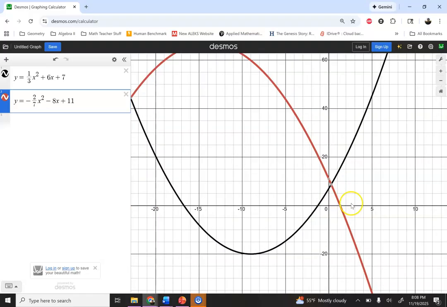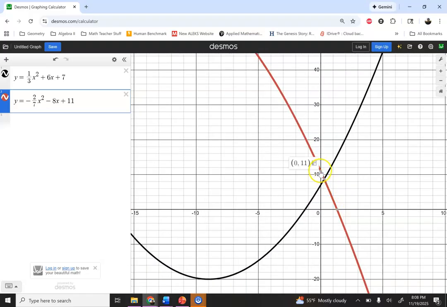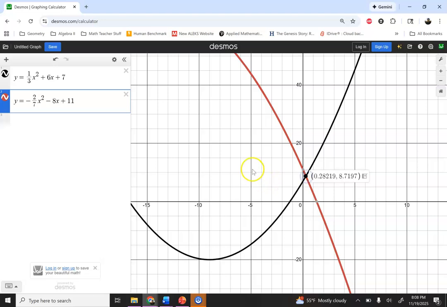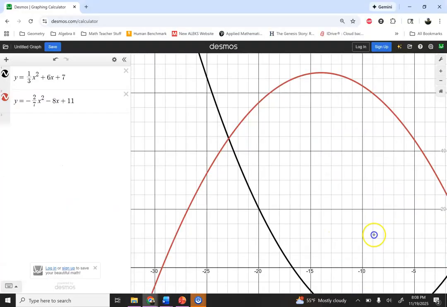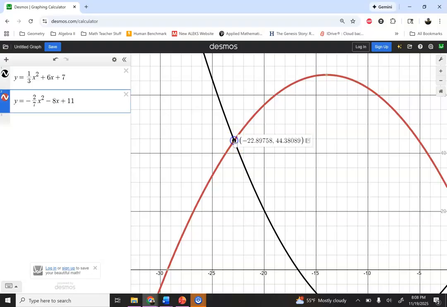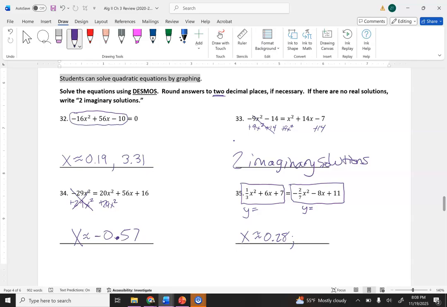And you've got to be careful here. You don't want to hit the y-intercept or the x-intercept. You want to get the intersection point. So we got there. That would be 0.28. And then if we move over here and check this one, that'd be negative 22.90.